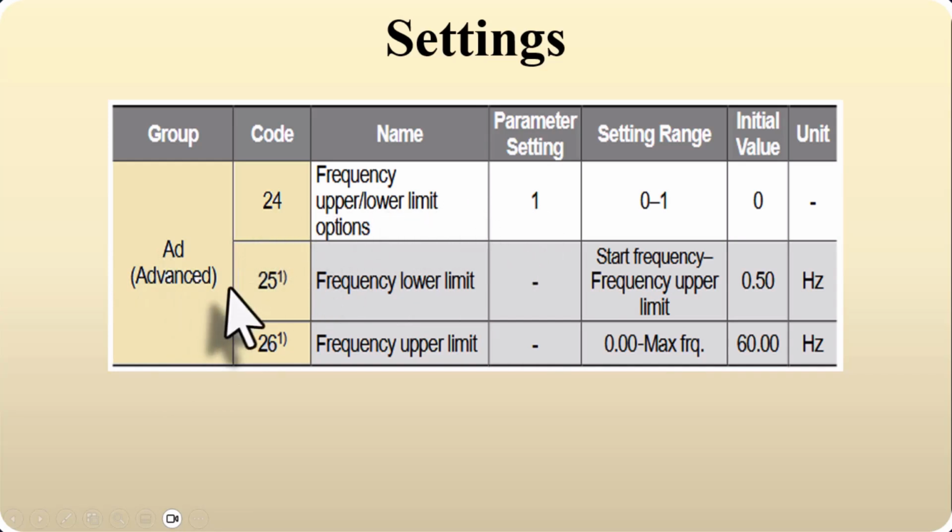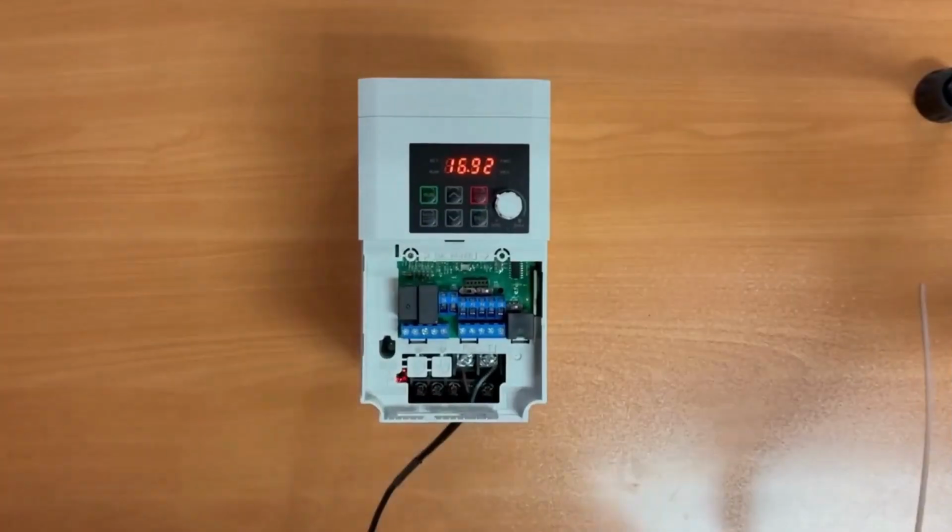So, in parameter AD24, we enable the frequency limit feature and set it to the number 1. In parameter AD25, we set the frequency lower limit, and in parameter AD26, we also set the upper limit value or the upper frequency limit. Let's go to the M100 inverter, perform the settings we learned together, and test this feature.